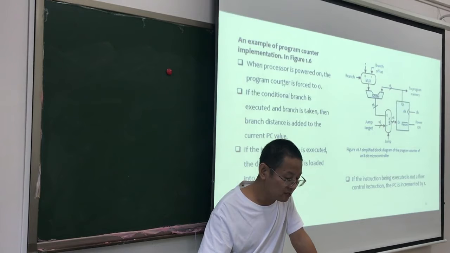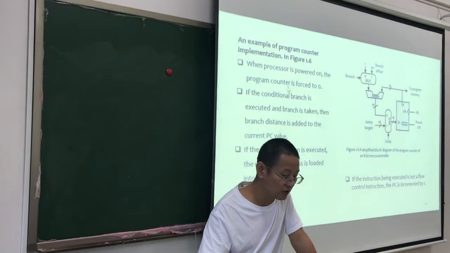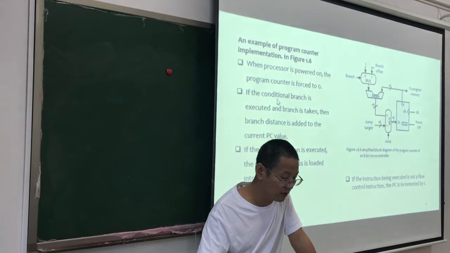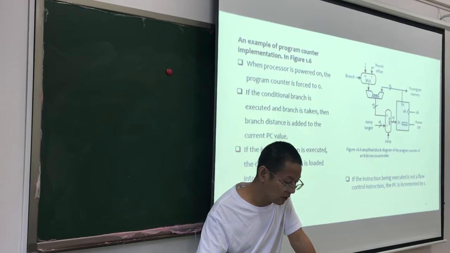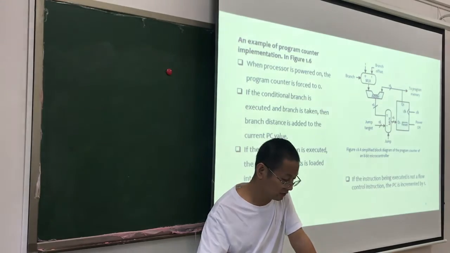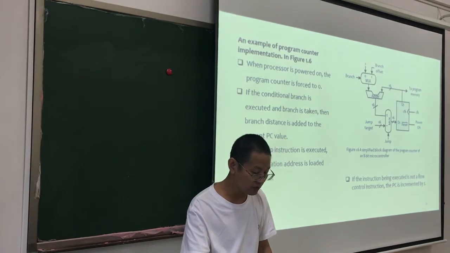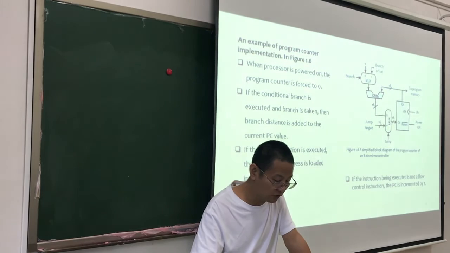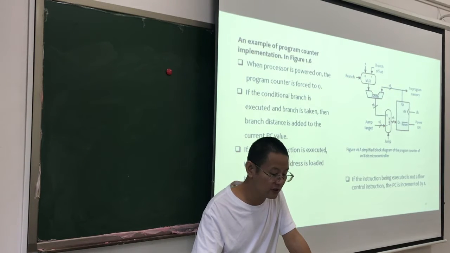When the processor is powered on, the program counter is forced to 0. If a conditional branch is executed and the branch is taken, then the branch distance is added to the current PC value. If a jump instruction is executed, the destination address is loaded into the PC. If the instruction being executed is not a flow control instruction, the PC is incremented by 1.